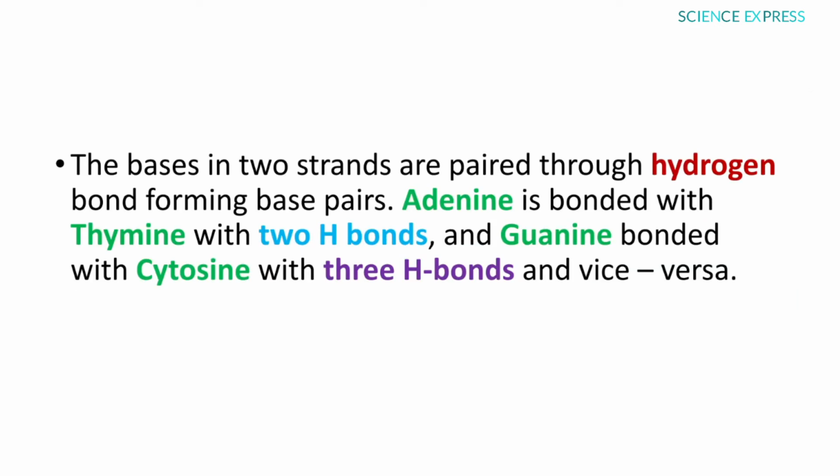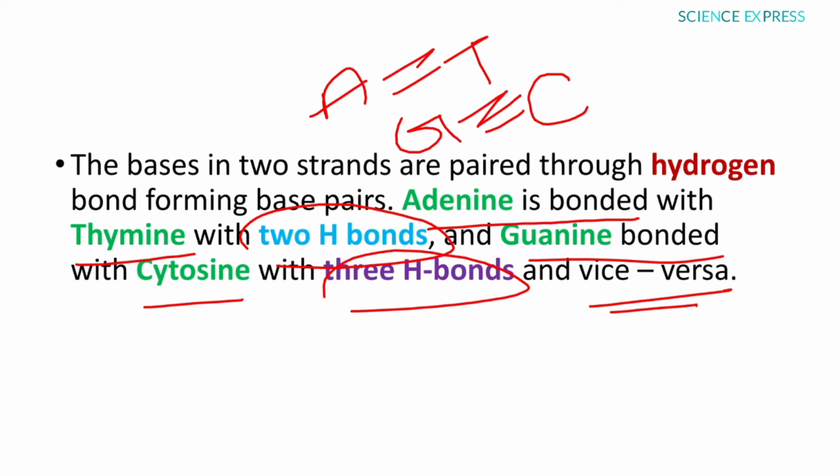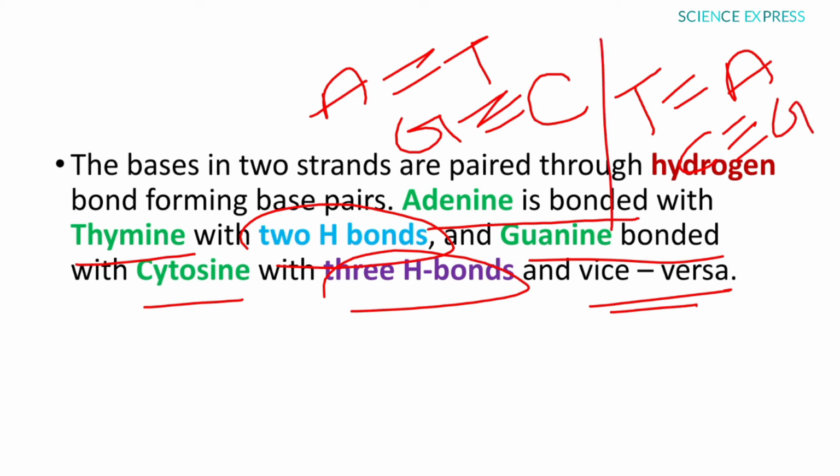Now the bases of the two strands are paired with hydrogen bonds forming base pairs. Adenine is bonded with thymine by 2 hydrogen bonds, and guanine is bonded with cytosine by 3 hydrogen bonds. And vice versa, that means thymine also pairs with adenine with 2 hydrogen bonds, and cytosine also pairs with guanine with 3 hydrogen bonds. Okay.